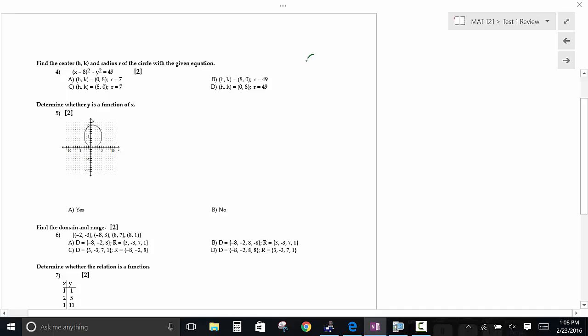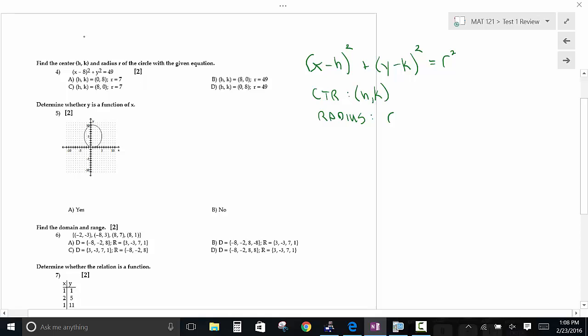The standard form of a circle, when we learned way back about circles, was (x minus h) squared plus (y minus k) squared is equal to r squared. So the center of the circle is (h, k), and the radius of the circle is equal to r. That's what you need to remember.